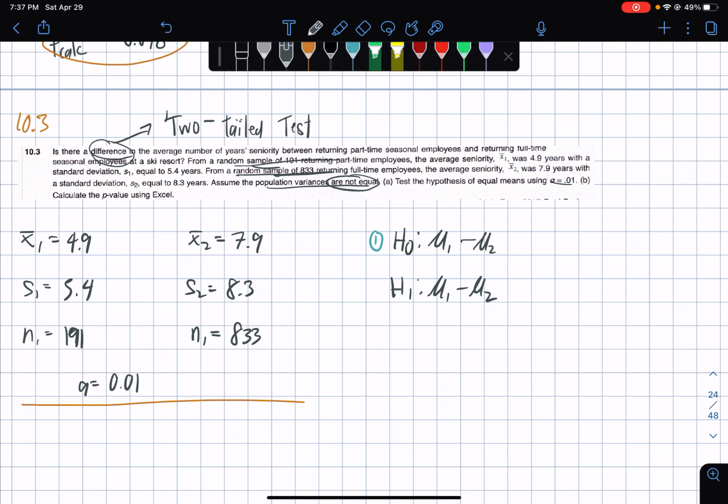Okay. And then, yeah, two-tailed test. We have an equal and a not equal to sign. And then we just write 0.